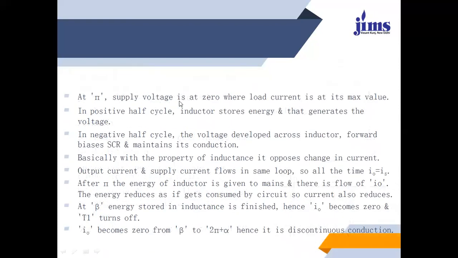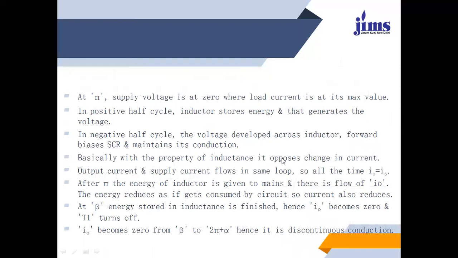At pi, the supply voltage is 0, where the load current is at its maximum value. In the positive half cycle, the inductor stores energy. In the negative half cycle, the voltage doubles across the inductor, forward biases the SCR and maintains its conduction.